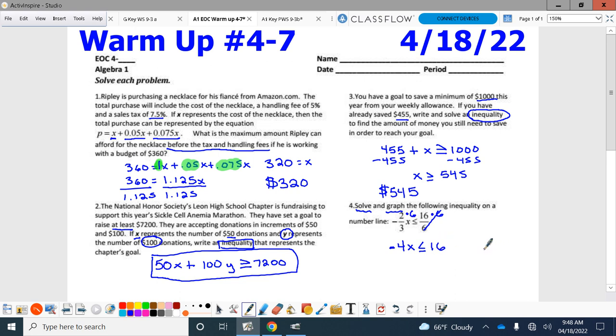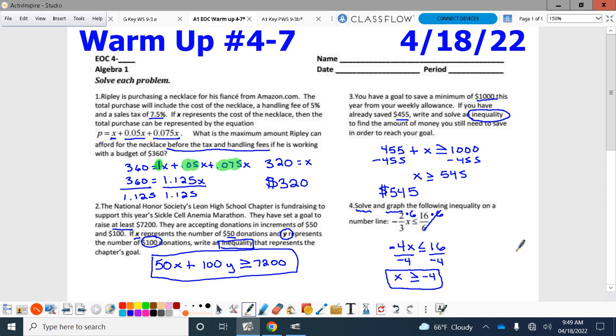Why is that negative so important? Because this next step, it's going to change everything. When you divide both sides by -4, what happens to the inequality sign when you divide by a negative? It flips. And it's going to be x is greater than or equal to -4. That is the answer to the solving part of this problem.